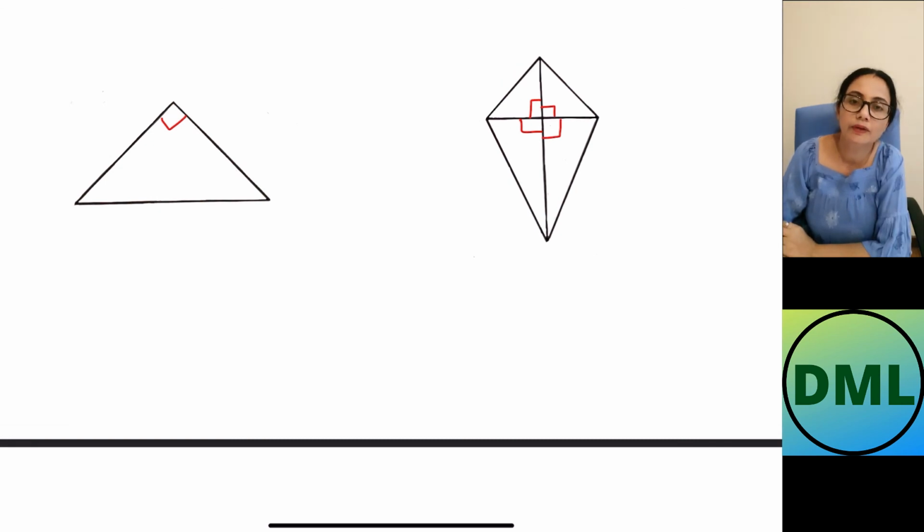I hope now it is clear how to mark the right angle and how to mark the acute and obtuse angles in the figure.